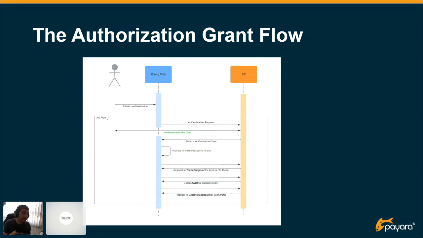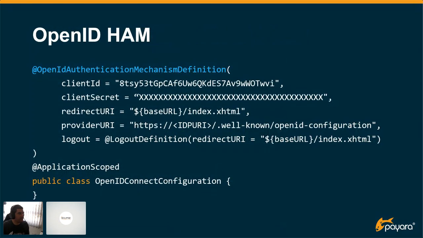So if those tokens haven't been affected in the communication, you can carry on. And as I explained, then you will request the user profile using the user info endpoint. Pretty simple. So as we mentioned, Jakarta EE Security introduced this authentication mechanism definition, which is an extension of the HTTP authentication mechanism called OpenID authentication mechanism, where you can configure all of the settings for your ID provider.